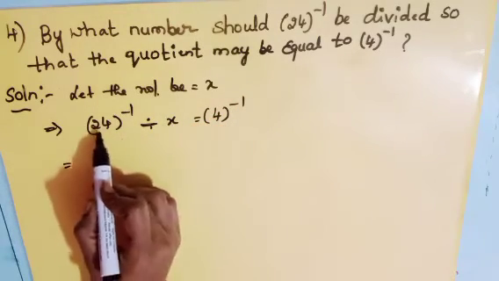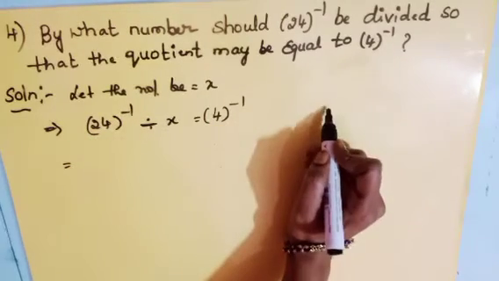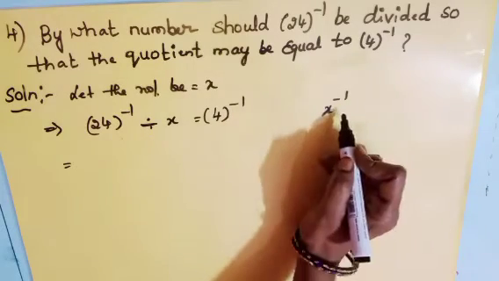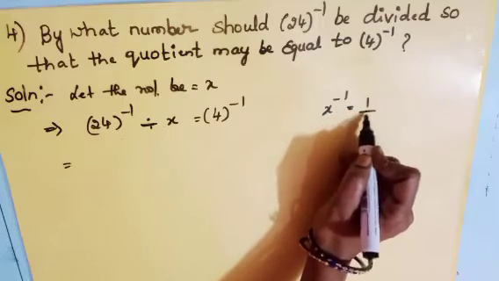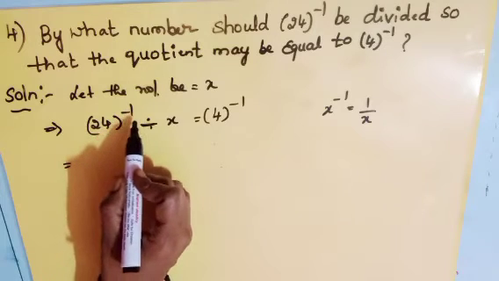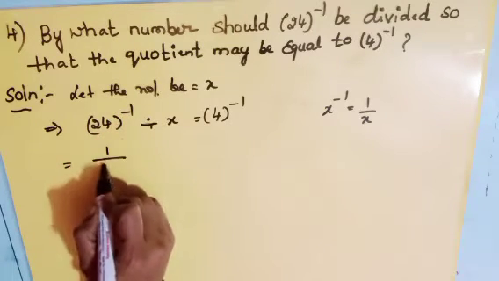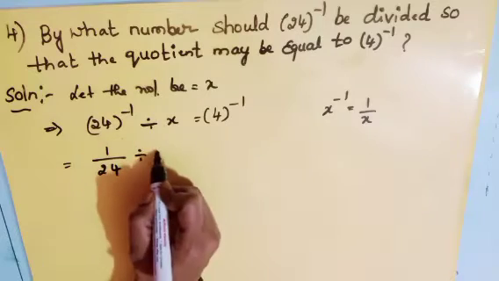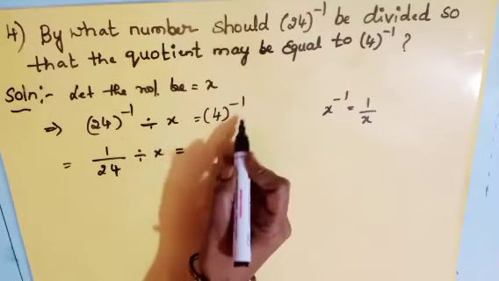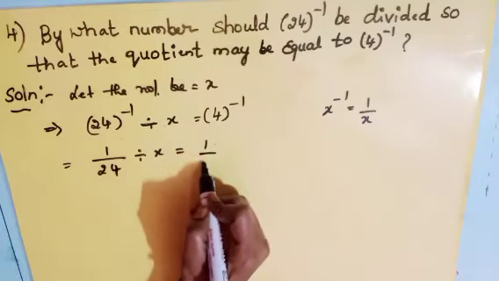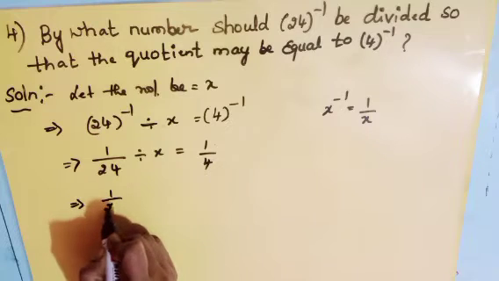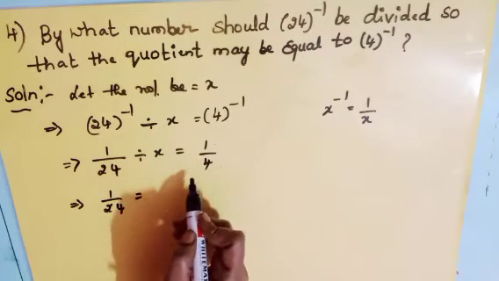So now here 24 to the power minus 1 is in the form x to the power minus 1. That means we have to apply here the fifth law, that is x to the power minus 1 equals 1 over x. The same way we have to write 24 to the power minus 1 in the form 1 by 24 divided by x equals to, so 4 to the power minus 1, we have to write in the form 1 over 4. Next, 1 by 24 divided by x equals 1 by 4.